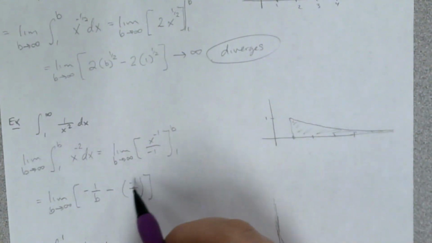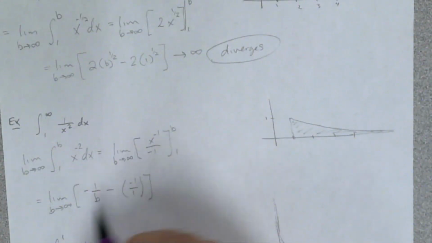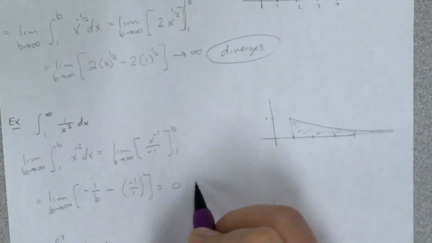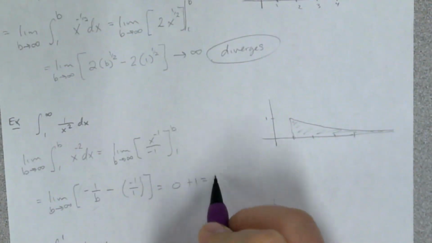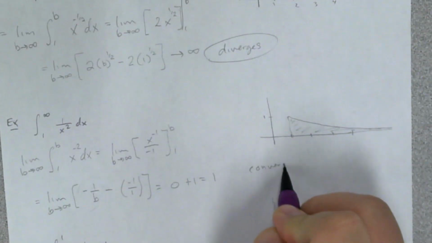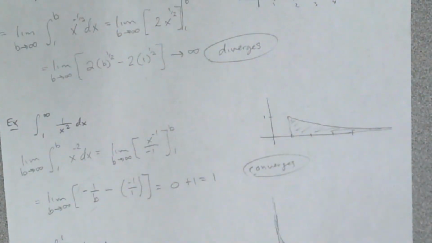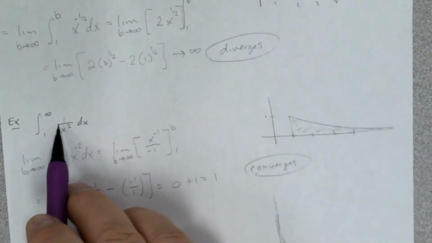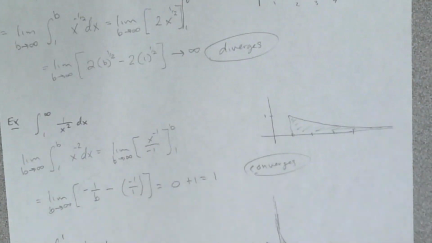So you can see this is going to be plus 1 right here. As b goes to infinity, this quantity right here will go to 0. And this will be plus 1, so this is 1. This converges, and then it's also this value. So this thing right here equals 1 is what it means.